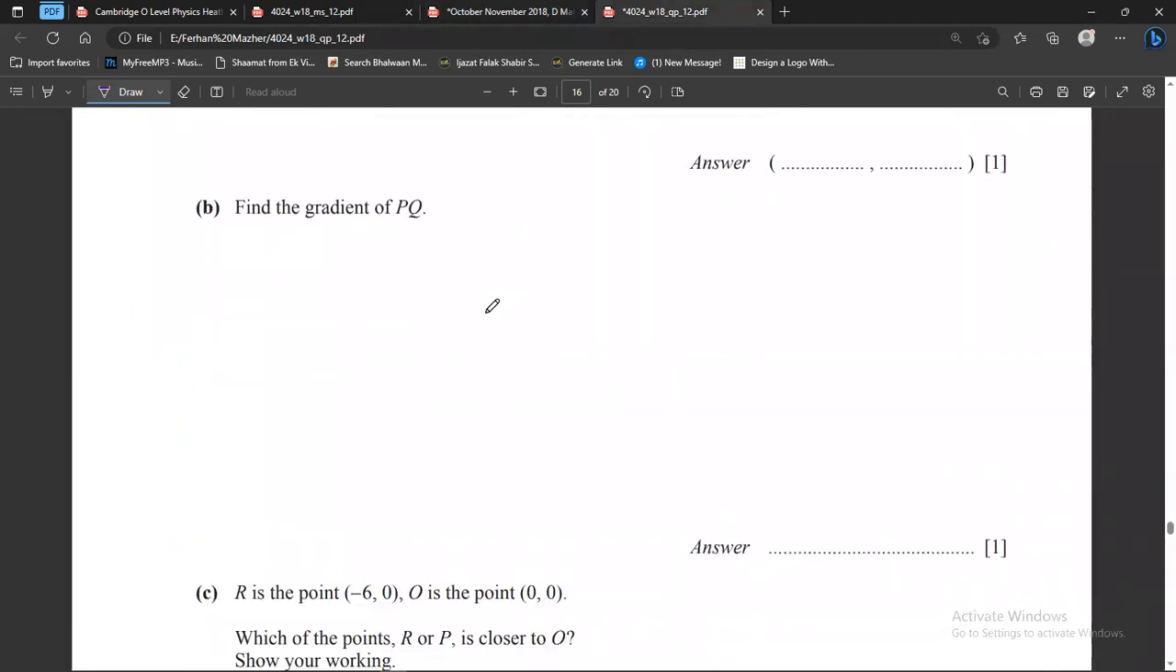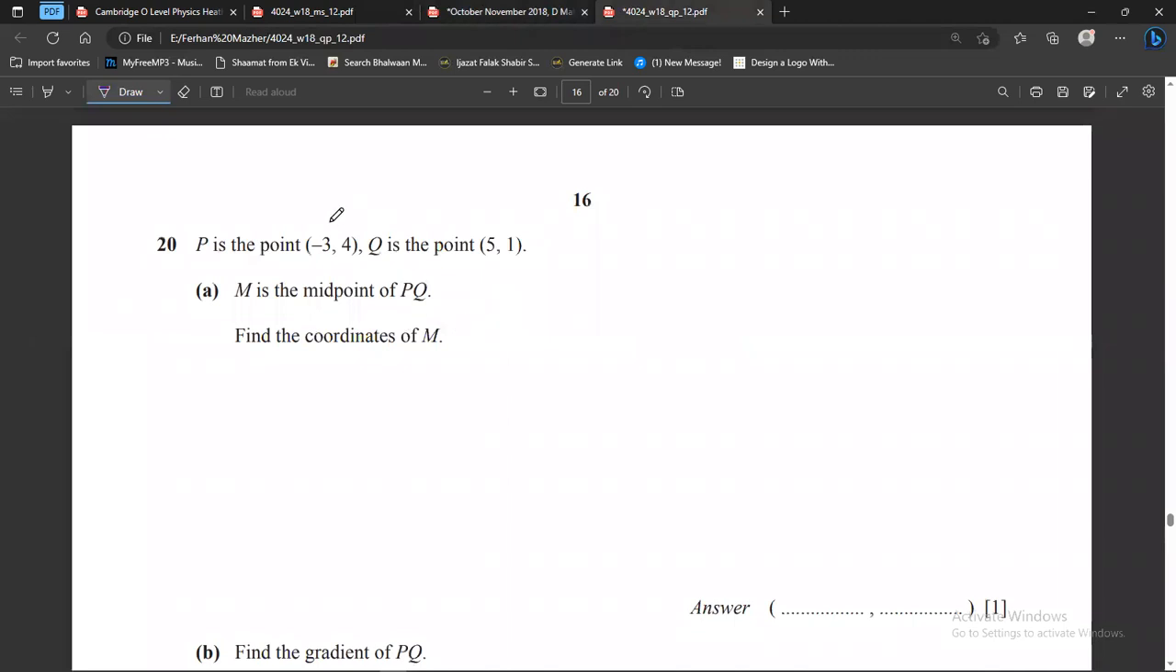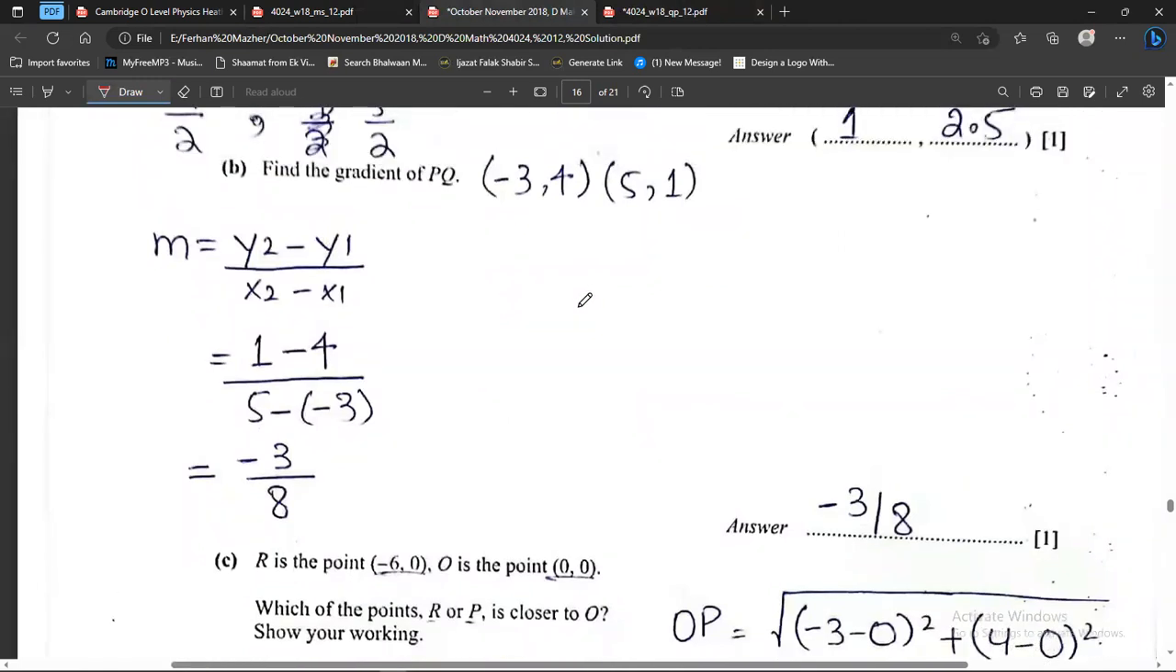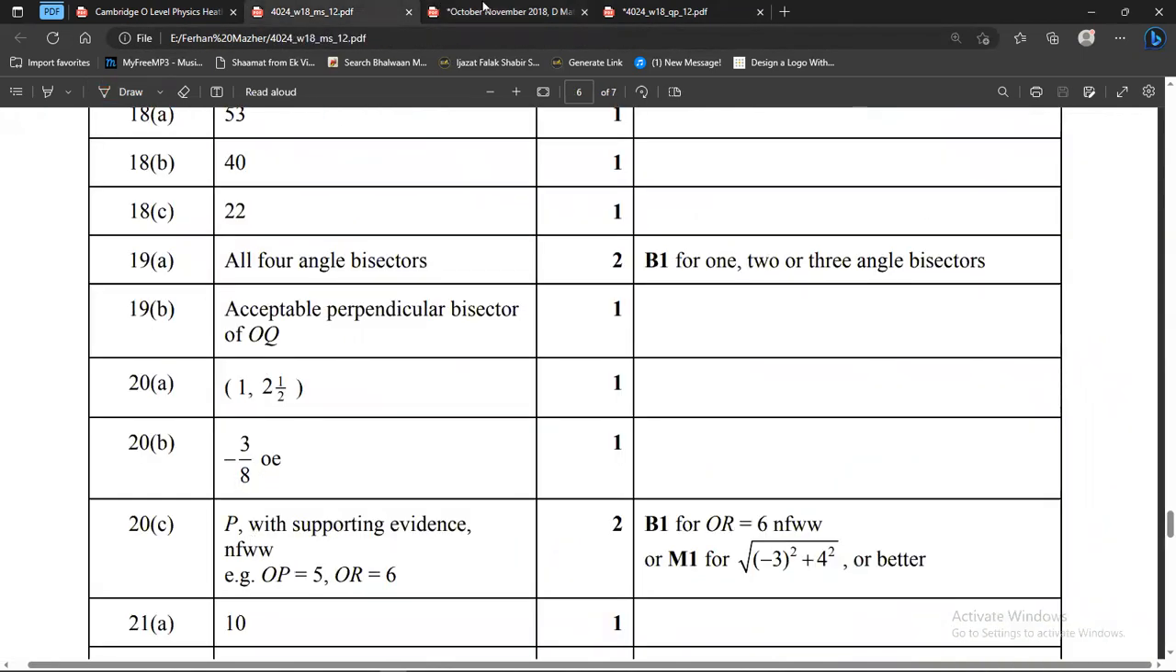Question number 20, it's B part. They want me to find out the gradient of the PQ line. The coordinates of the P and the Q are given. If you want to find out the gradient of the PQ line, the formula is very simple: y2 minus y1 divided by x2 minus x1. So I will apply that formula, and m is equal to y2 minus y1 divided by x2 minus x1. It will be 1 minus 4 divided by 5 minus -3. So upstairs you will have -3, downstairs you will have 8. So the gradient of the PQ line is -3 by 8. So our answer is right.